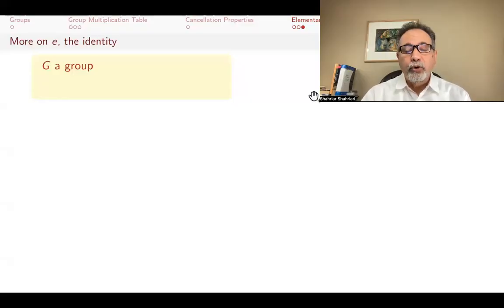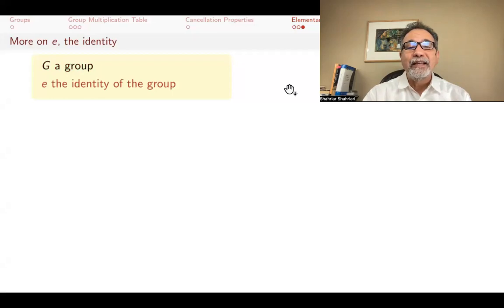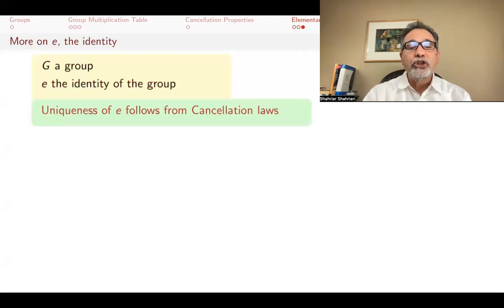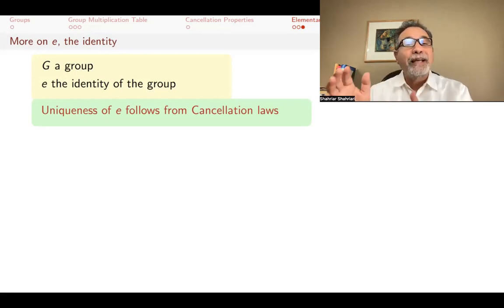I want to say a little bit more about E, the identity. Let's say G is a general group and E is the identity of that group. We just proved that E is unique. I want to point out that this also follows from the cancellation laws. That's because if there was more than one E, then in the multiplication table, the rows associated with those two E's would be identical. And therefore, in every column, there would be a repeat, but we proved that there are no repeats.